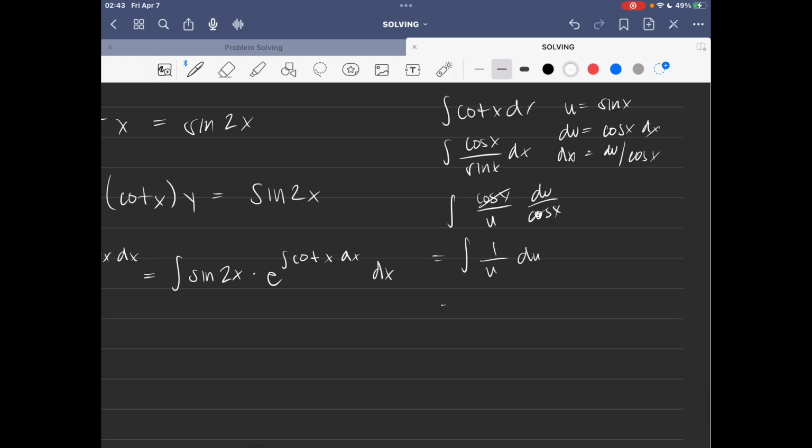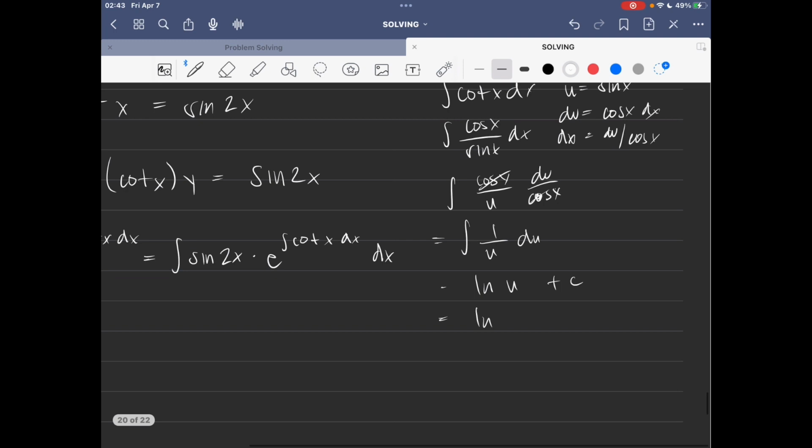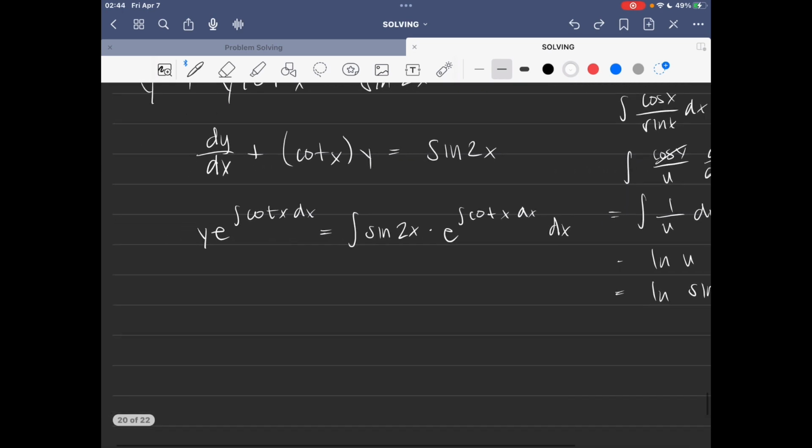The integral of 1 over u is ln of u plus c, so ln of sine x plus c, or just remove the plus c because we won't be needing it.